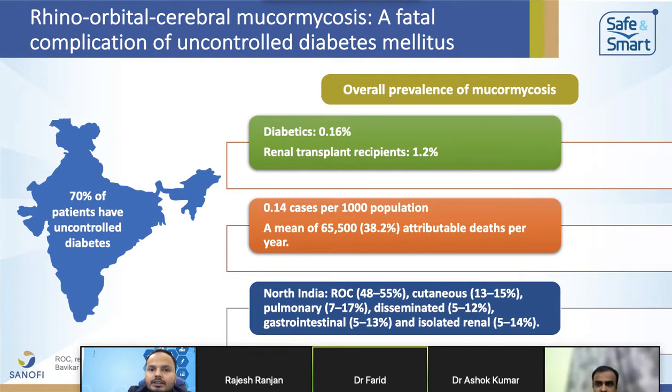So rhino-orbital-cerebral mucormycosis is a fatal complication of uncontrolled diabetes mellitus. If you look at the prevalence in diabetic patients, it's 0.16%. In renal transplant recipients, it's 1.2%, because obviously renal transplant patients are on immunosuppressive drugs that modulate the immune system and promote infection. So 0.14 cases per thousand population, a mean of 65,500, with 38.2% attributable deaths per year.